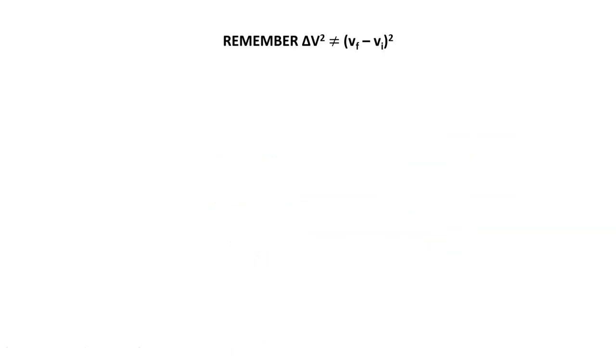Now, a common mistake many people make, especially when we're talking about a change in kinetic energy, is that they'll just take the change in velocity squared, which is Vf minus Vi squared, but that's not the same thing, right? Just quickly as an example, let's say we've got a ball that moves 2 meters a second and is becoming a ball moving 5 meters a second.